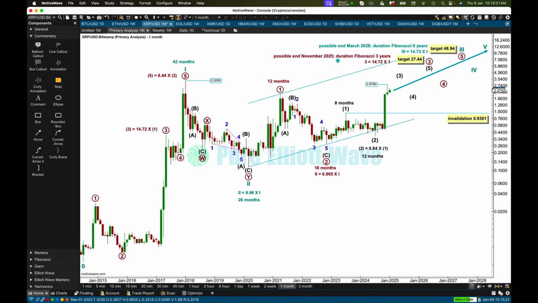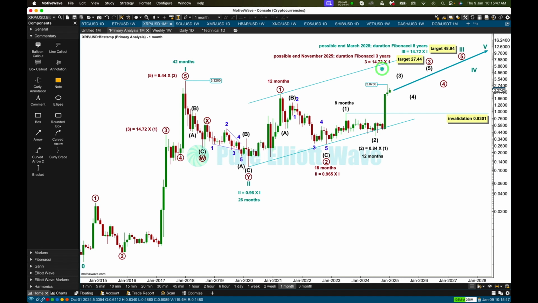a reasonable expectation. I've drawn a base channel around primary waves 1 and 2. I've drawn the base channel from the start of 1 to the end of 2. I place a parallel copy at the end of 1. Intermediate 2 slightly overshot, but it has found support around about the lower edge of the base channel. The start of intermediate 3 also. Intermediate 3 should have the power, or primary 3 should have the power to break above the upper edge of the base channel. That's how you use a base channel.